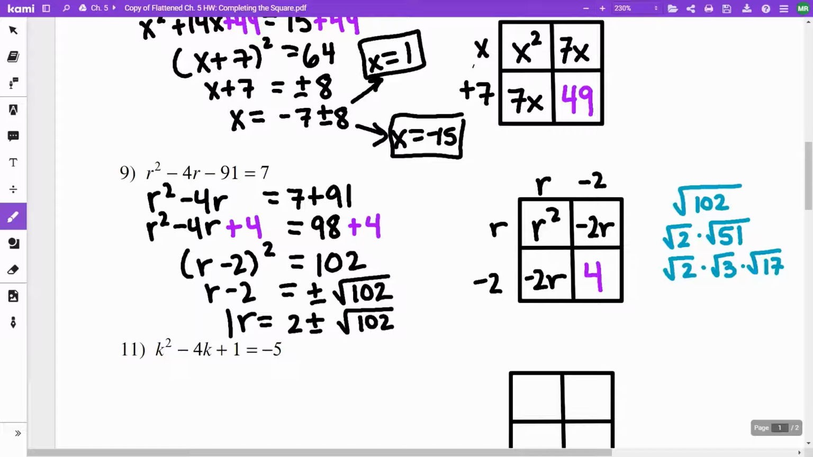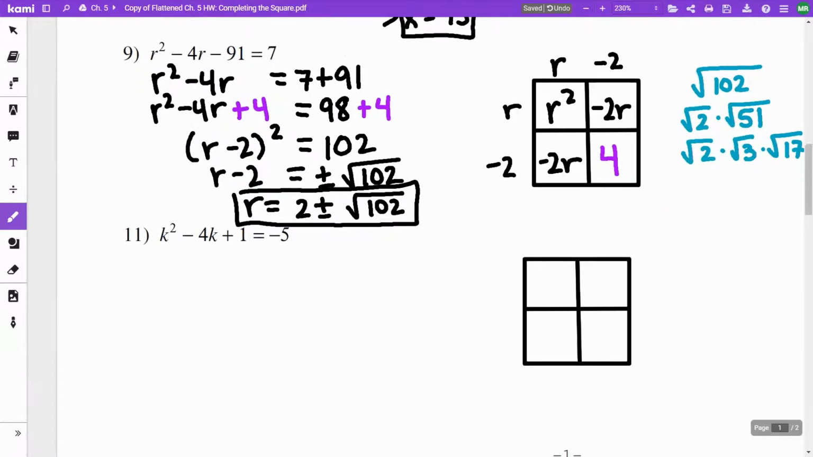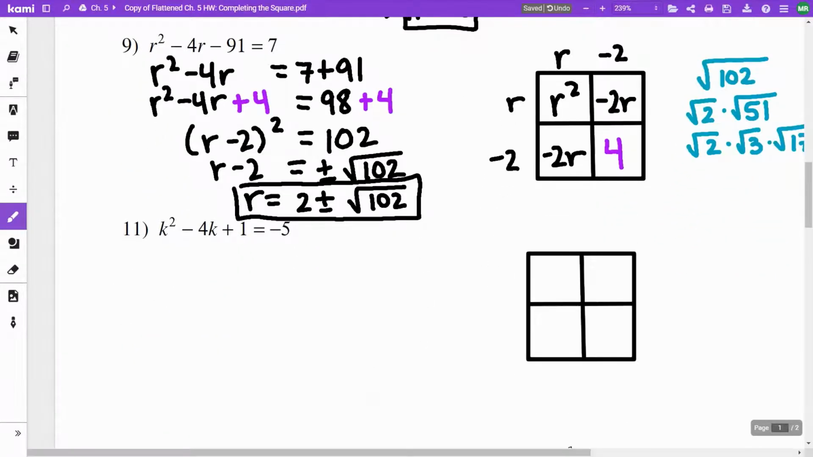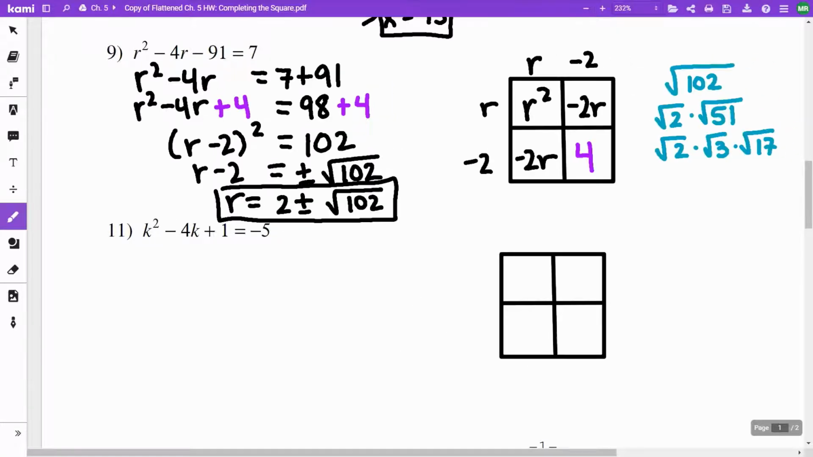So now in this case, this is a situation where this one would not have been factorable because the square root of 102 is not nice. I would not have gotten rational answers, which is what happens when it's factorable. So I would have had to use completing the square at this point to solve it.